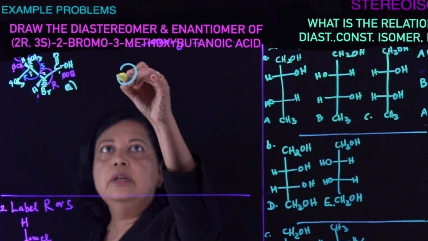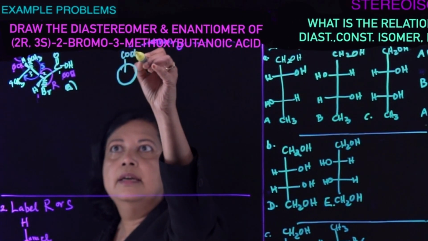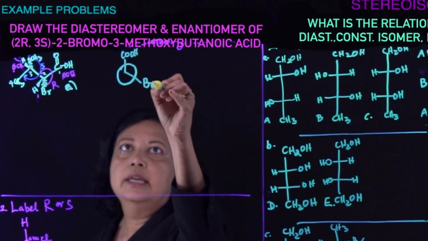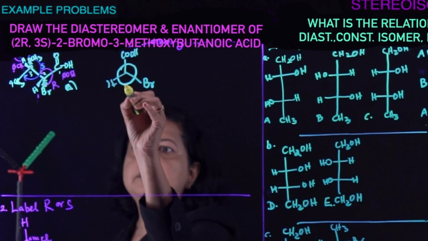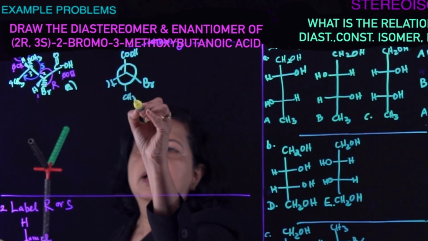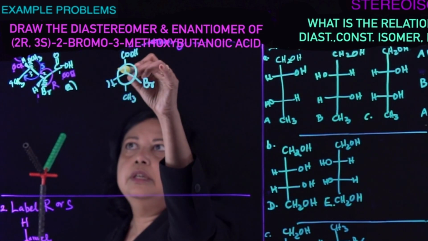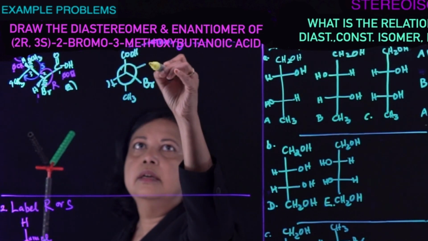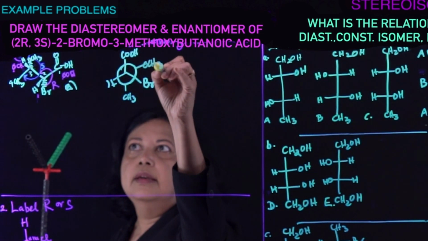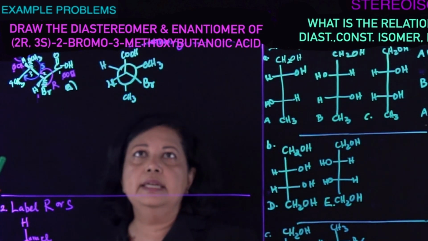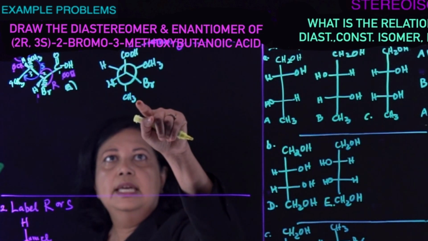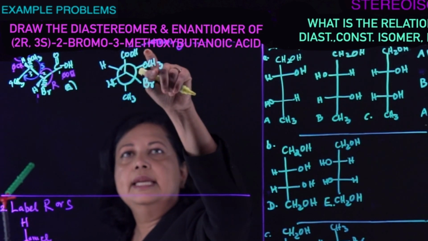So over here, carboxylic acid, bromine to the right, and at the back, methyl comes down, which is the blue, and then OCH3 is going to come to your right, and hydrogen to your left. So that's your Newman. If you want to draw a Fischer for this, take this and make it eclipsed.